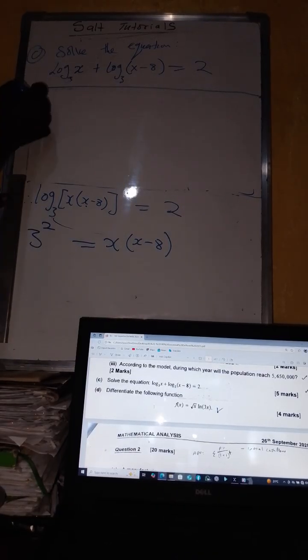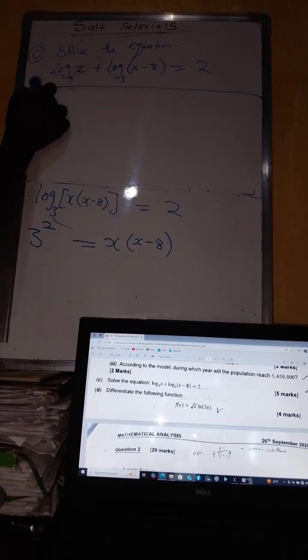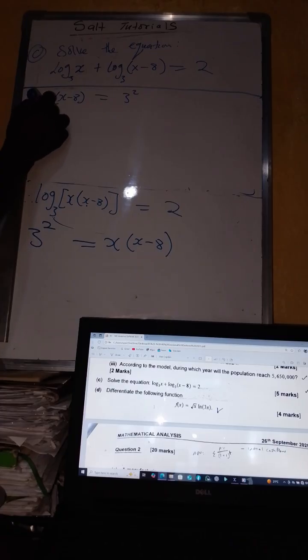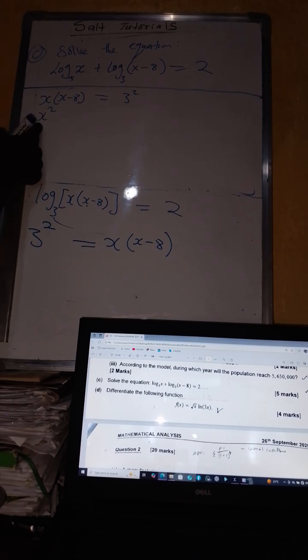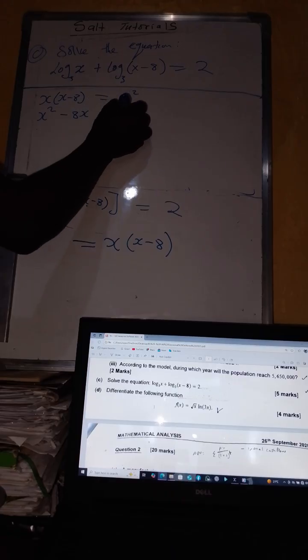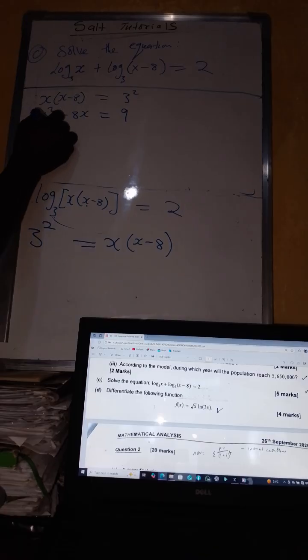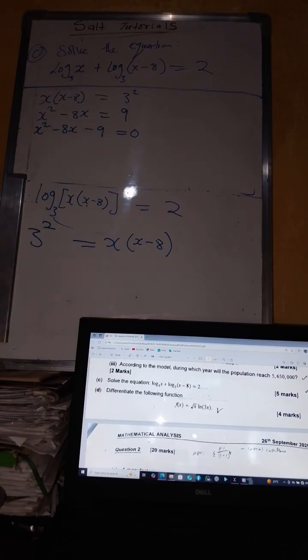So what are we having here? I love starting with the variable, so I can write it as (x minus 8) to be equal to 3 squared. Breaking down the bracket, x times x is x squared, x times negative 8 is negative 8x, equal to 3 squared, which is 9. The 9 can come to the other side, becoming x squared minus 8x minus 9 equal to 0. It becomes a quadratic equation, very simple to solve.